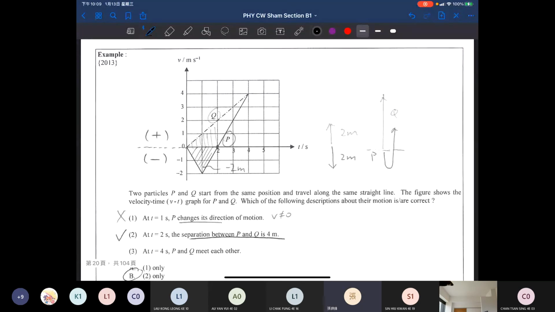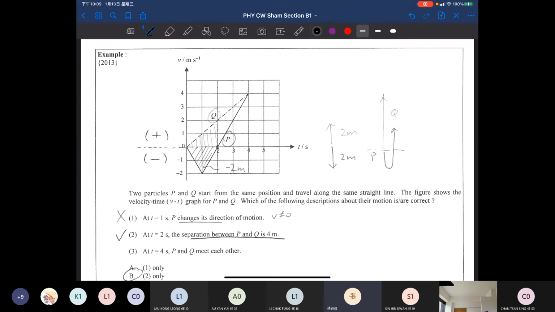Two particles P and Q start from the same position and travel along the same straight line. The figure shows the velocity-time graph of P and Q. Which of the following descriptions about their motion is correct? At t equals 1, P is changing direction. Okay, this is not correct.